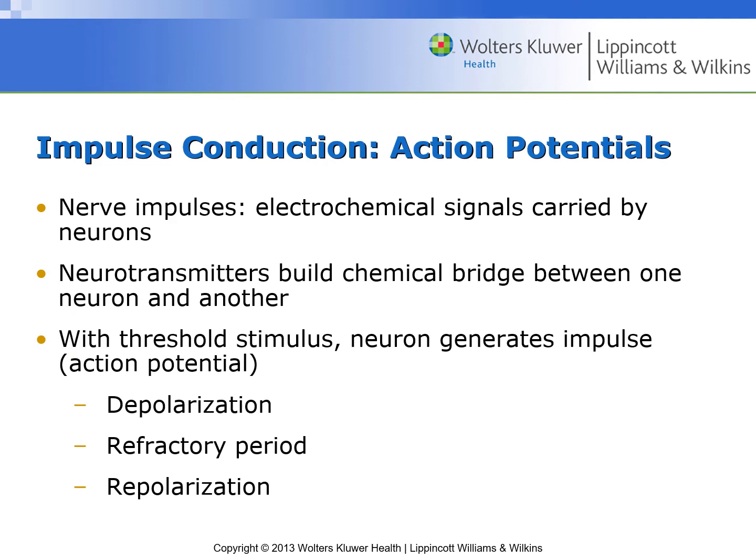Now let's discuss impulse conduction, the action potentials. Nerve impulses are electrochemical signals that are carried by the neurons. Neurotransmitters build chemical bridges between one neuron and another. When threshold stimulus is reached, the neuron generates an impulse, which is referred to as an action potential. There are 3 components of an action potential, beginning with depolarization, refractory period, and repolarization.